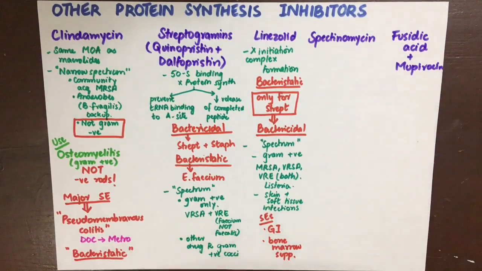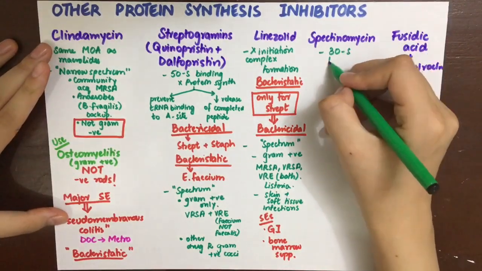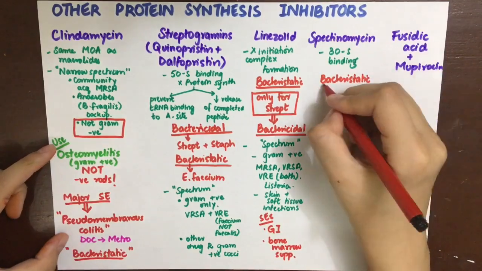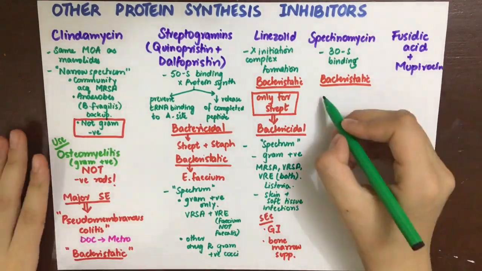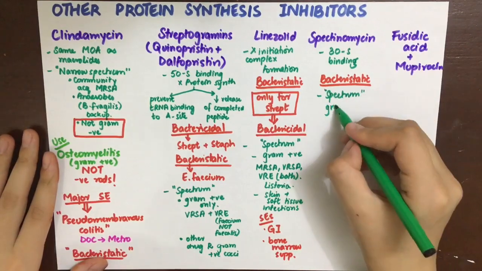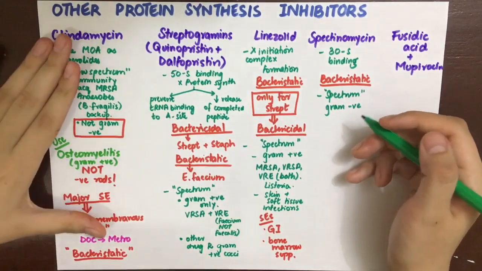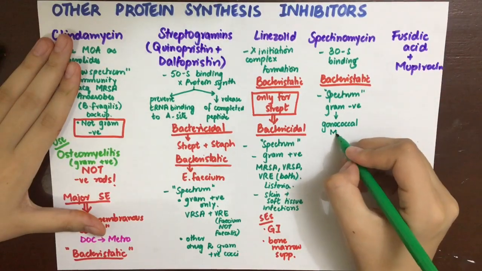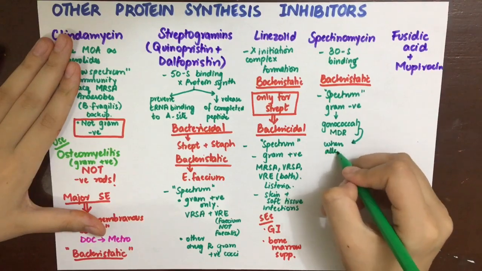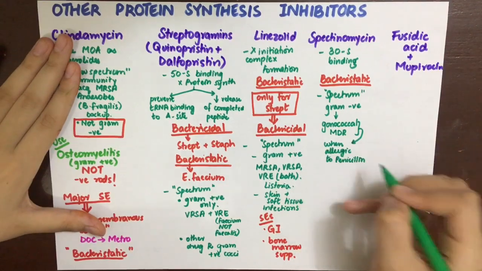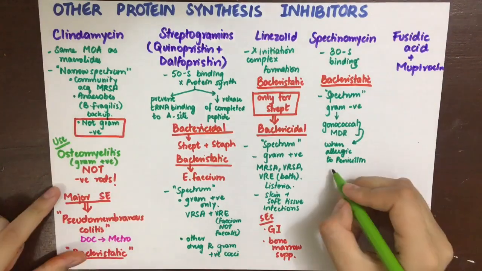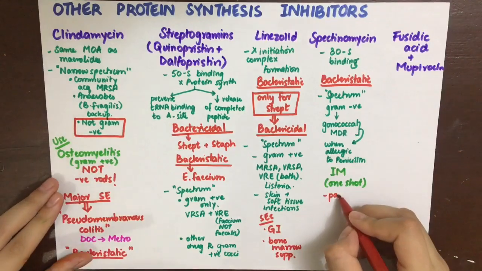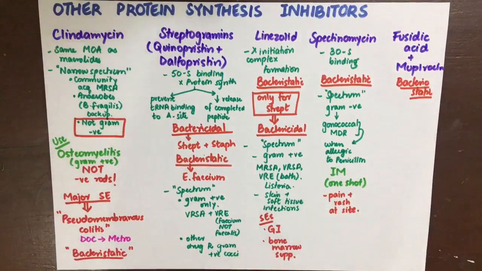Coming to spectinomycin, its activity is by binding to the 30S subunit of the ribosomes and it acts as a bacteriostatic drug. Its activity is only against gram-negative bacteria, that is, against gonococcal infections and also the ones which are multi-drug resistant, and it can be used in patients who are allergic to penicillins. The mode of administration is IM and only one shot is given. The side effects can include pain and rashes at the site of injection and also fever.